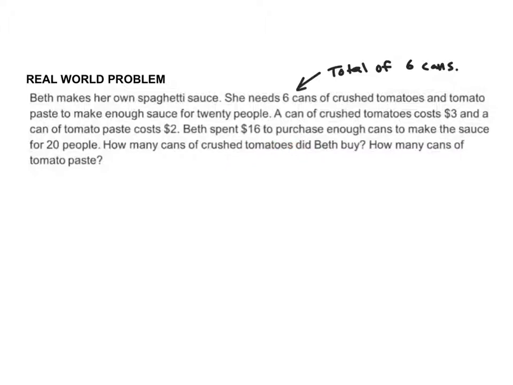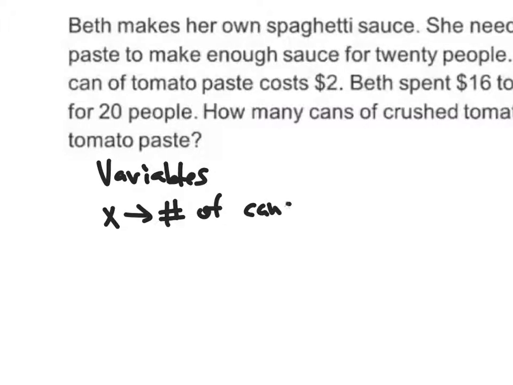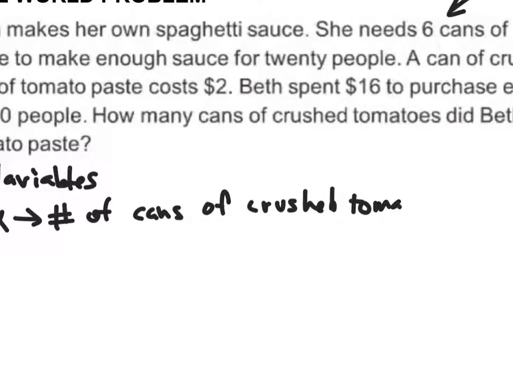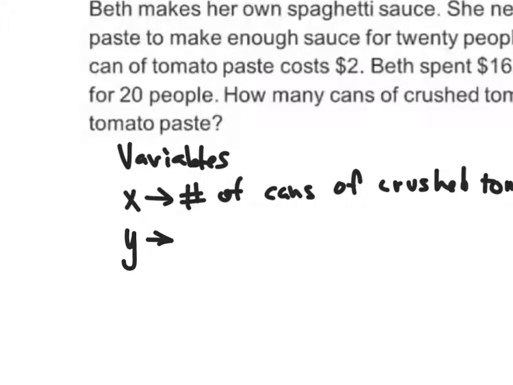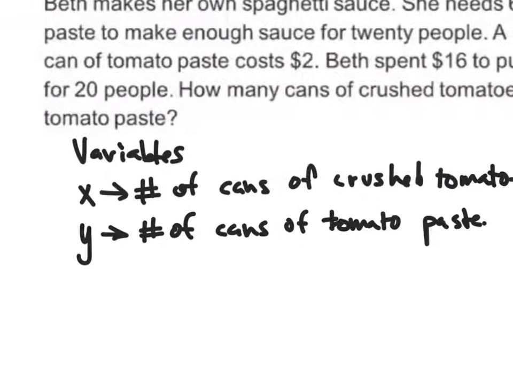So let's identify our variables here, okay? Let x be the number of cans of crushed tomatoes. Okay, and let y be the number of cans of tomato paste. Okay, and so here's what I know.